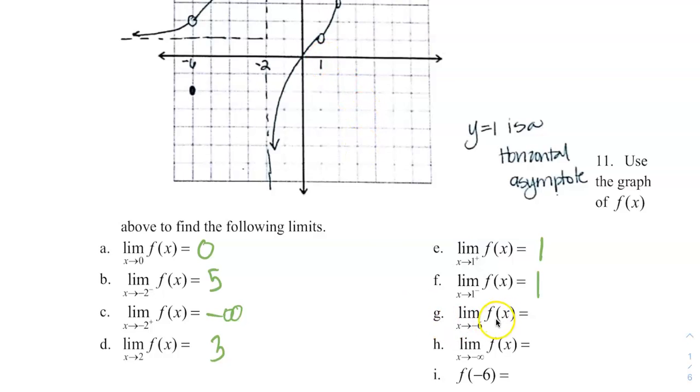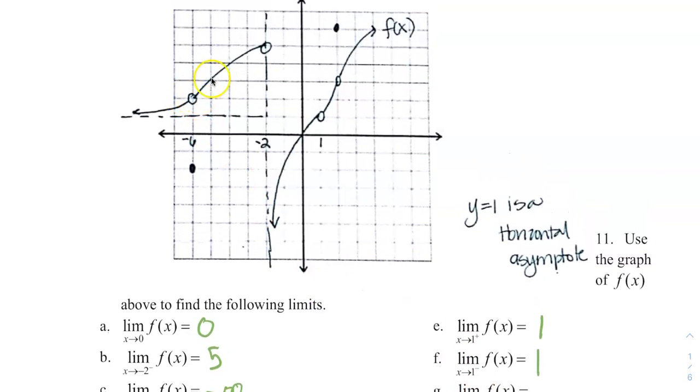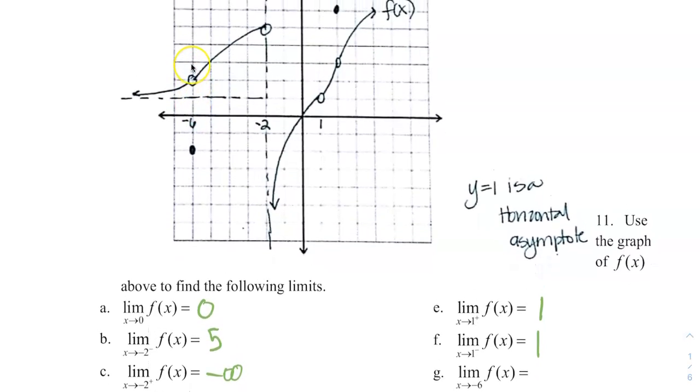Limit as x approaches negative 6. So again, it's asking about the limit, not f of negative 6. The limit's up here. So you go from the left, from the right, you're all going to, sorry, positive 2.